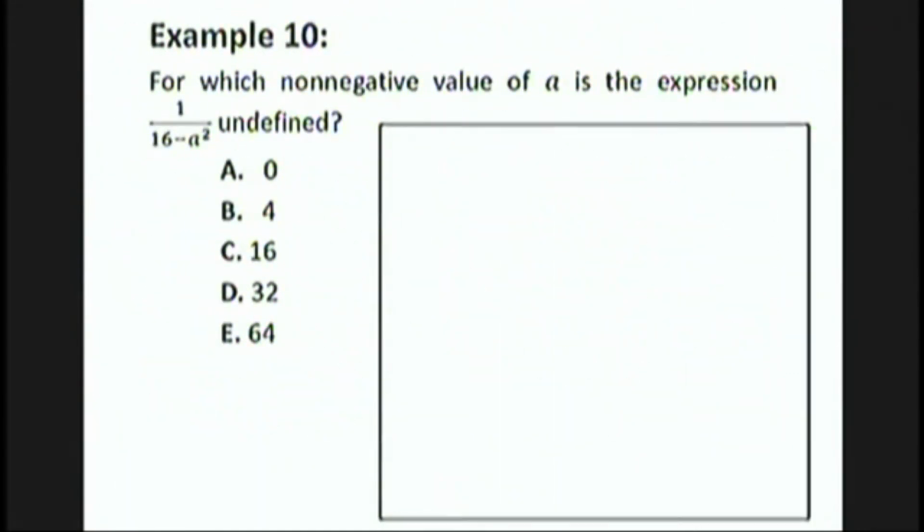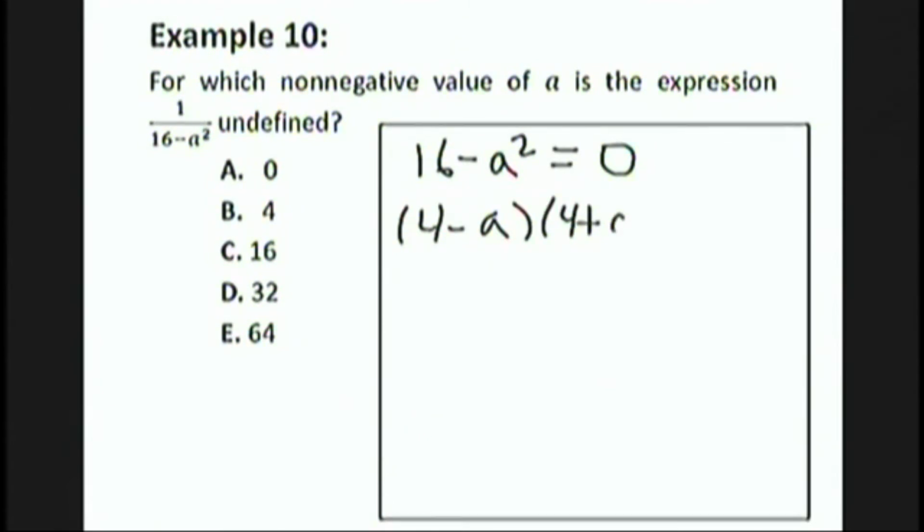Let's try a multiple choice example. For which non-negative value of a is the expression 1 over 16 minus a squared undefined? Well, that expression will be undefined when the denominator is 0. 16 minus a squared is the difference of two squares. It factors as 4 minus a times 4 plus a.